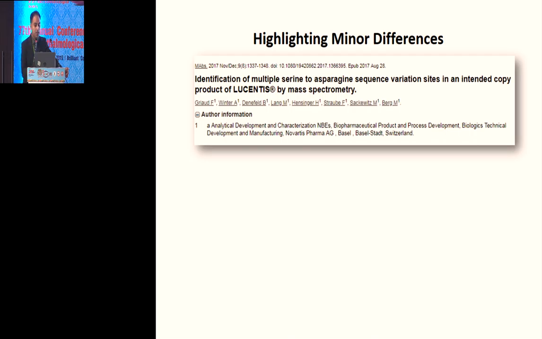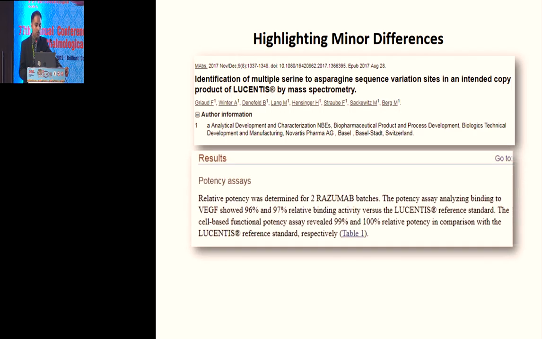Look at this paper, published by the Novartis head office from Basel in 2017. The title is Identification of Multiple Serine to Asparagine Sequence Variation Sites in an Intended Copy Product of Lucentis by Mass Spectroscopy. Just by looking at the title, you would see there is a huge variation in the biosimilar product that they are comparing with.